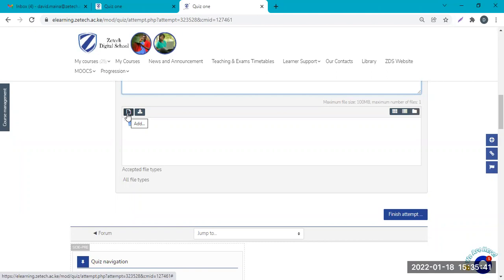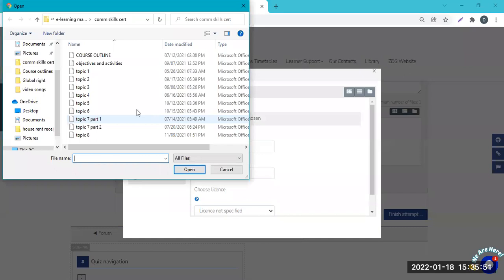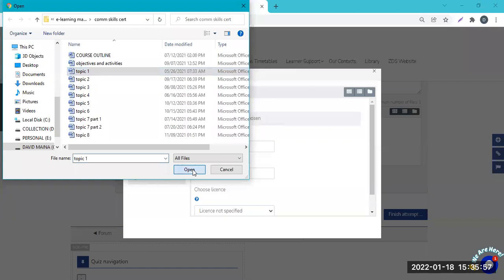So you click on this file, you choose the file. Maybe there is an assignment, maybe it is topic one. You click on it, and then you do what? You upload.